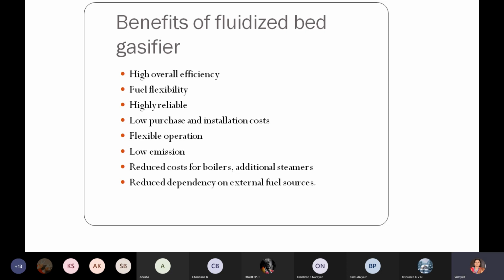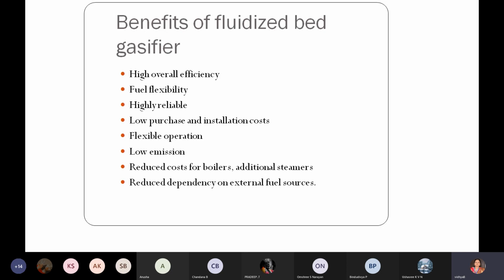Next, flexible operations. It can be applied to a variety of industrial processes, including boilers, dry kilns and veneer dryers, or several pieces of equipment at once. The fluidized bed gasifier is easily applied to a variety of industrial processes.